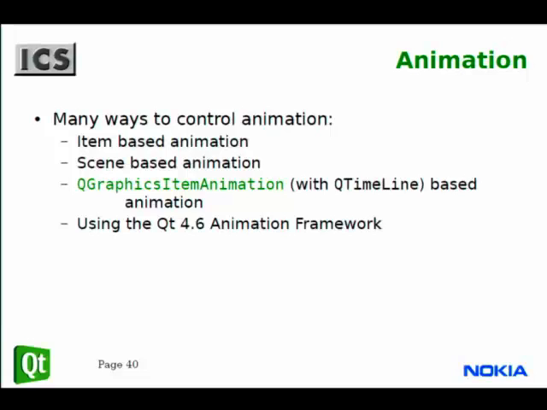Animation. So there are many ways to control and to animate these items. In our training material, we talk about 3 ways: item-based animation, scene-based animation, and then there's QGraphicsItemAnimation, which uses a QTimeLine. And now, with Qt 4.6, there's an entirely new animation framework, which is supposed to be better than all the previous ones. And I'm still learning it, so I'm not going to say much more about that yet. And if we have time, then I'll show you some examples of the other simpler ways.